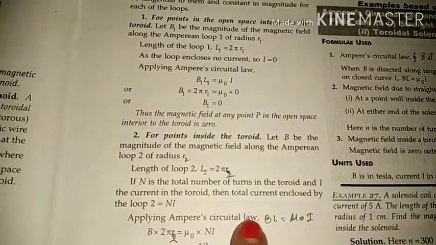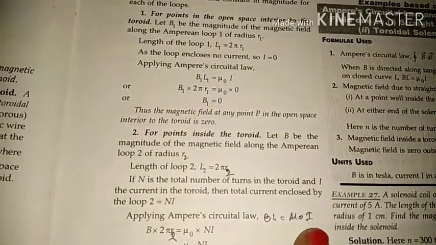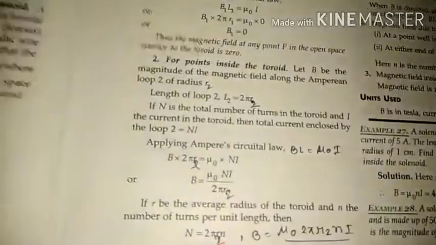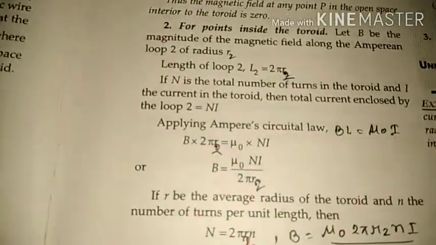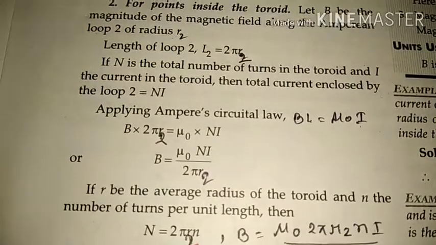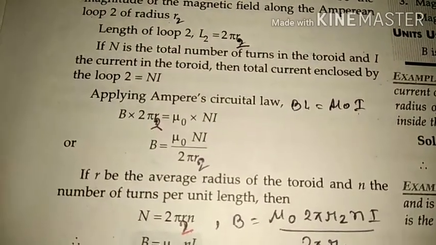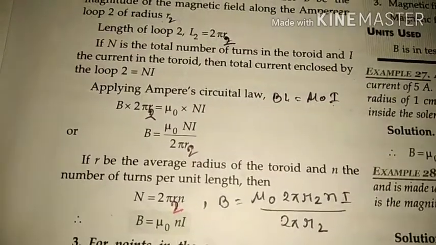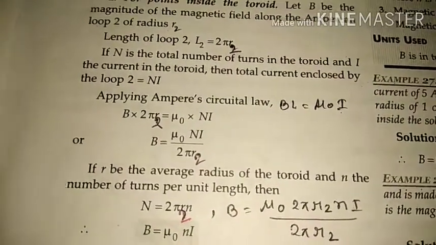Now if we apply Ampere's circuital law, BL equals mu 0 into I. So what we can write? B2 or B into L2. In place of L2 we can write 2 pi into R2, and in place of I we can write NI. So B equals mu 0 NI by 2 pi R2. This will be the magnetic field expression.